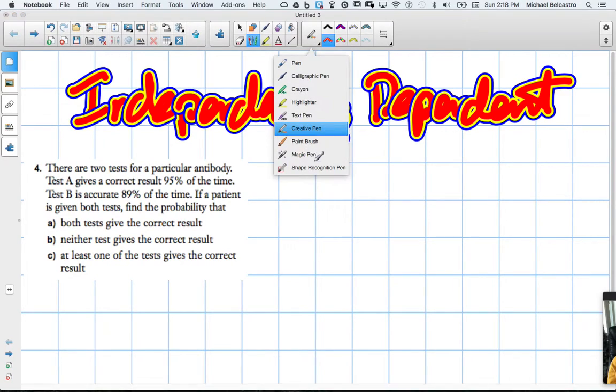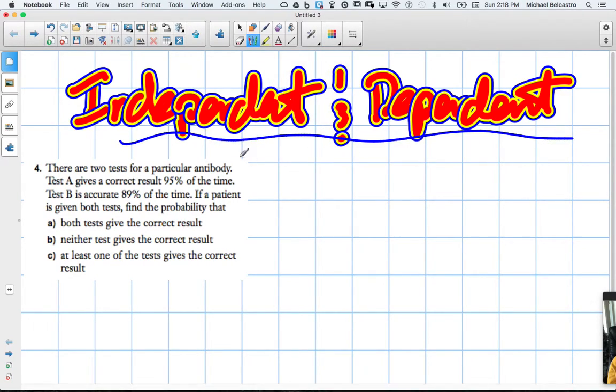Okay, so we're going to be looking at independent events. So we've been given our question here. There are 3 sub-questions. We'll read through it once. There are 2 tests for a particular antibody. Test A gives a correct result 95% of the time. Test B is accurate 89% of the time. If the patient is given both tests, find the probability that both tests give a correct result.